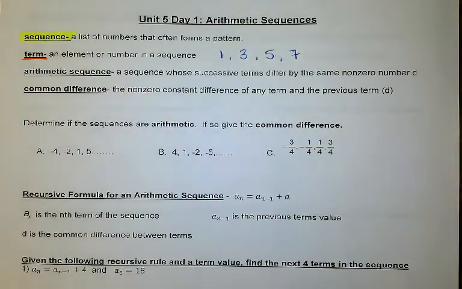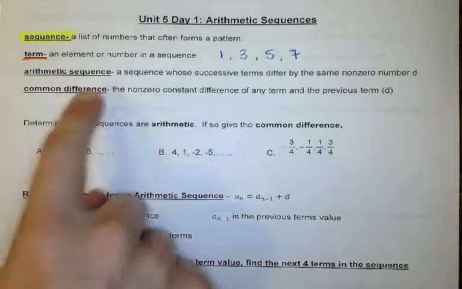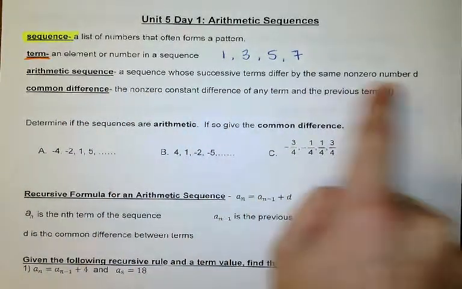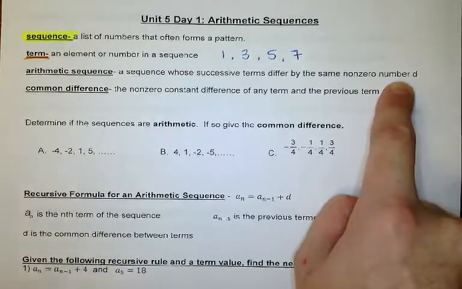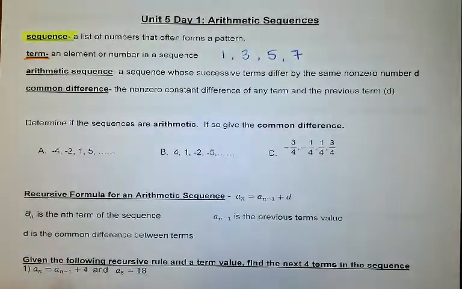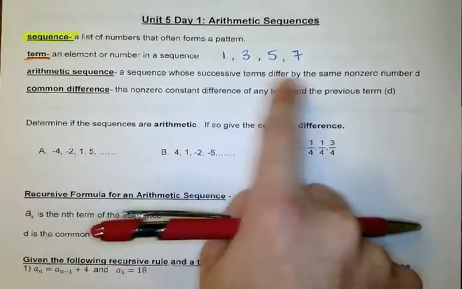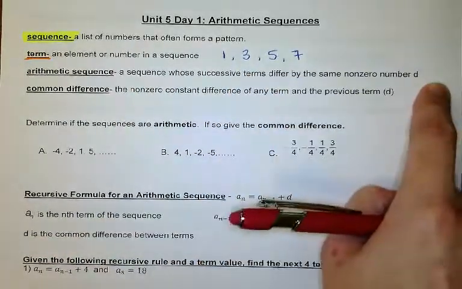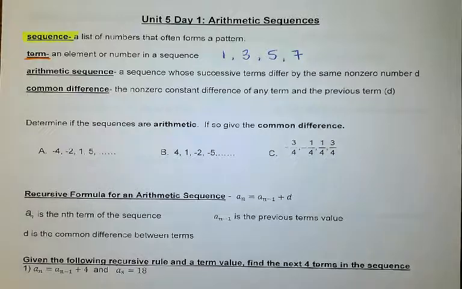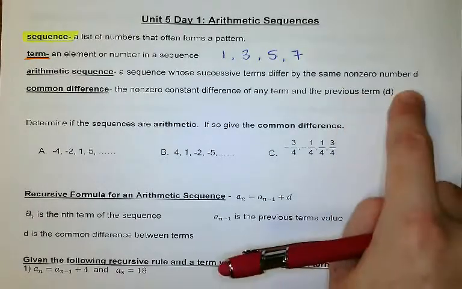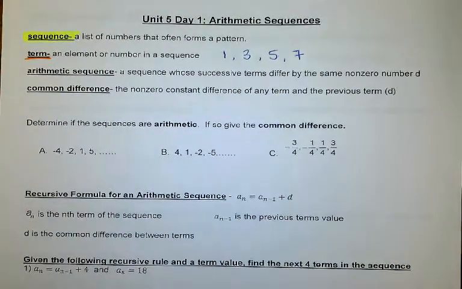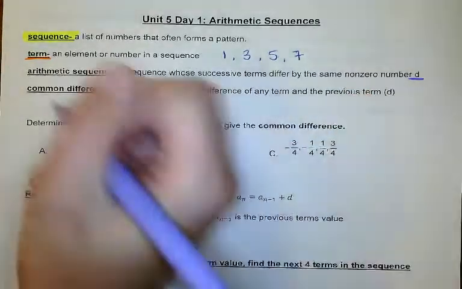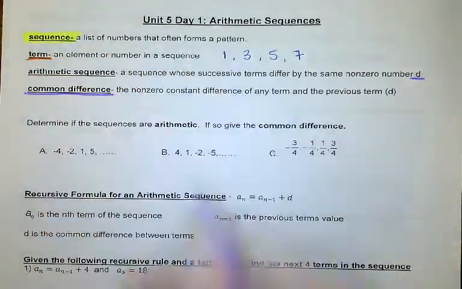Okay? An arithmetic sequence is a sequence whose successive terms differ by the same non-zero number d. Alright? That's really, really fancy math language for us basically saying it's a sequence whose terms you either add the same number or you subtract the same number. Okay? So they differ by the same non-zero number d. So this d is our common difference. It's really important that we are going to be talking about this non-zero number d. And this is going to be our common difference.